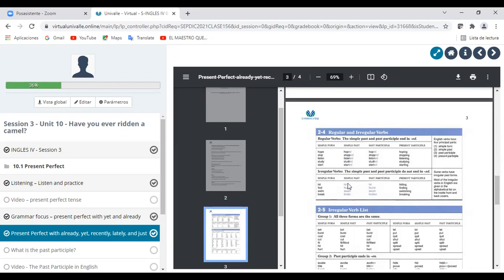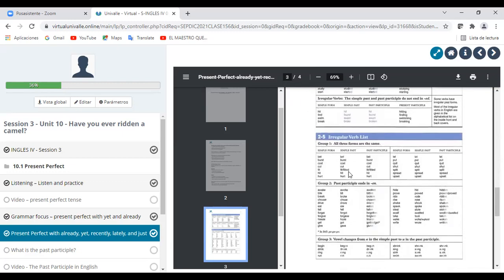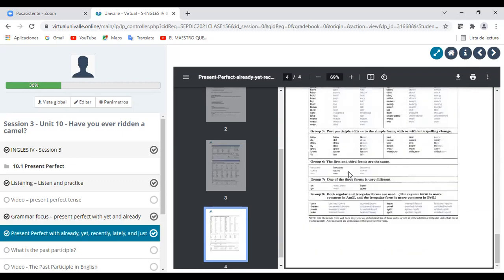Okay, some verbs have an irregular past form. Most of the irregular verbs in English are given in the alphabetic list on the inside front and back covers. Okay, the irregular verb list that we have in here.